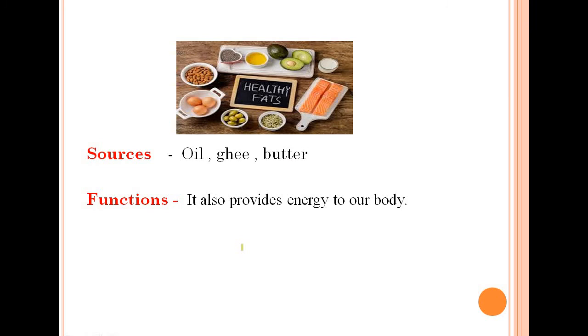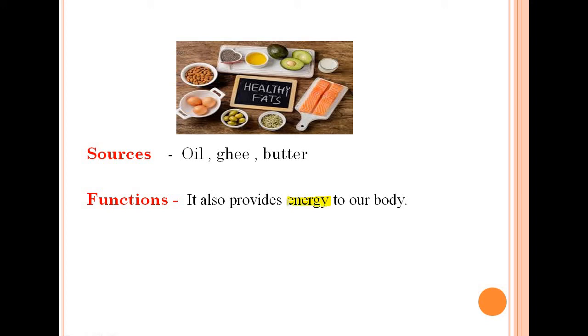Next macronutrient we will talk about is oil, ghee, butter. So what are these? These are the sources of fats, or we can say healthy fats, because there are also many fats that are not healthy for us, but here we will concern ourselves with the healthiest part of the fat, that is the oil, ghee and butter. So what is the prime function of this fat? As you can see here, it provides energy to our body.